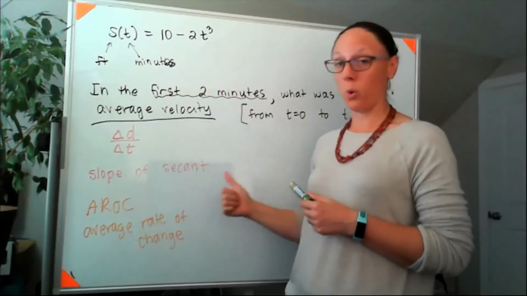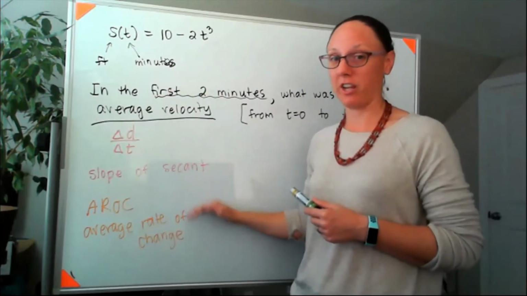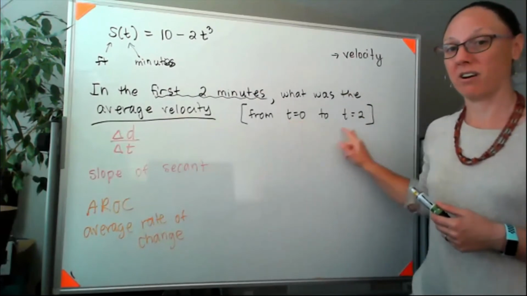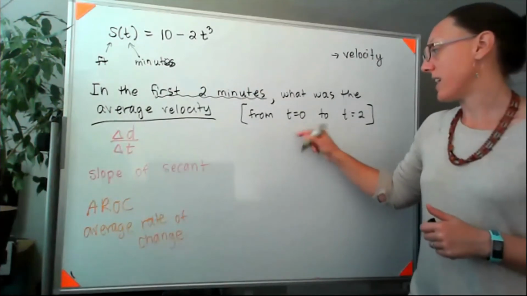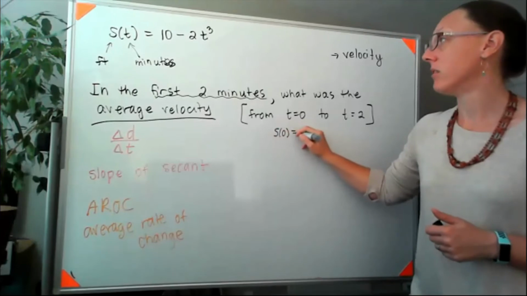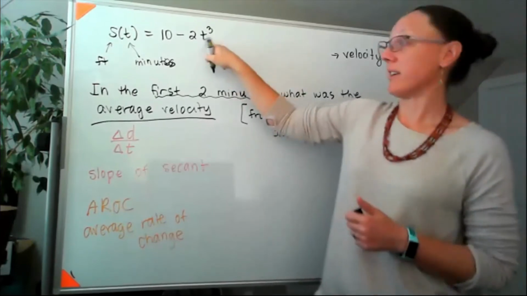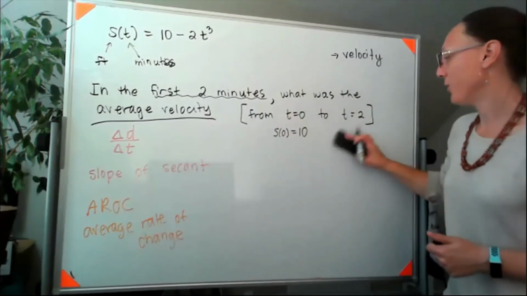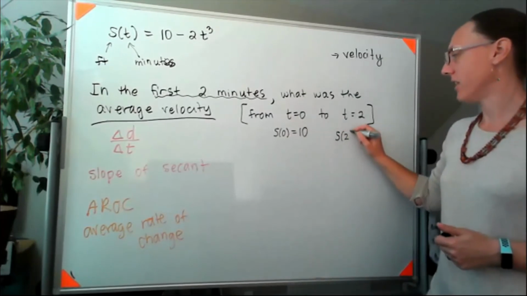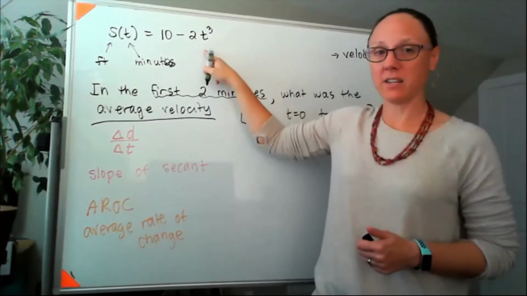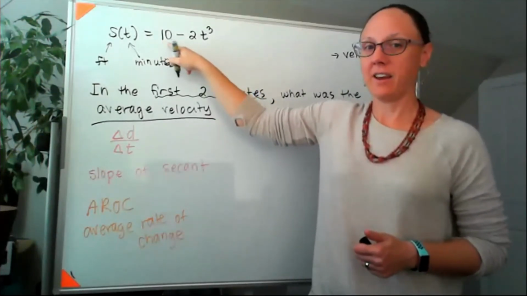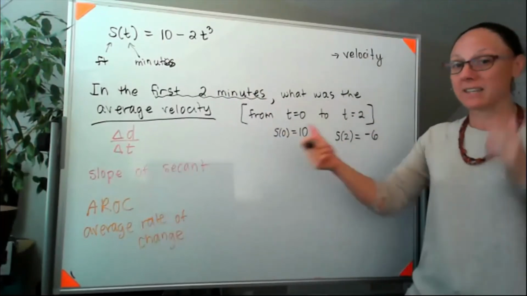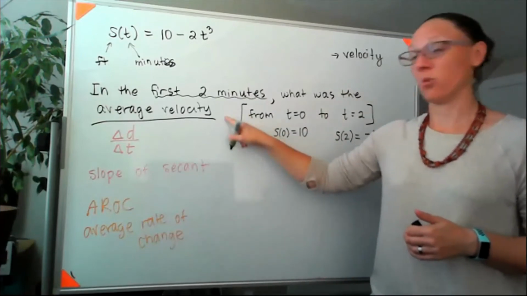Now, if I'm going to find old school slope or slope of a secant line or average rate of change or change in distance over change in time, that means I need to know where am I when t equals 0 and where am I when t equals 2. Well, when t equals 0, s of 0 is 10, plugging in 0 here for t. And when t equals 2, s of 2, 2 cubed is 8. 8 times 2 is 16. 10 minus 16 is -6. This means that I can find the average rate of change or the average velocity.